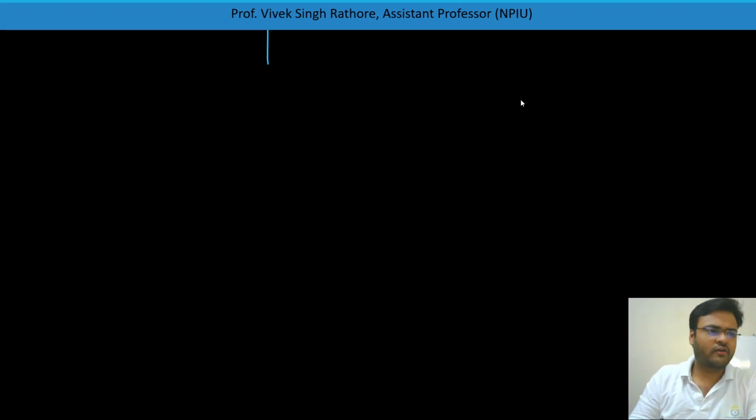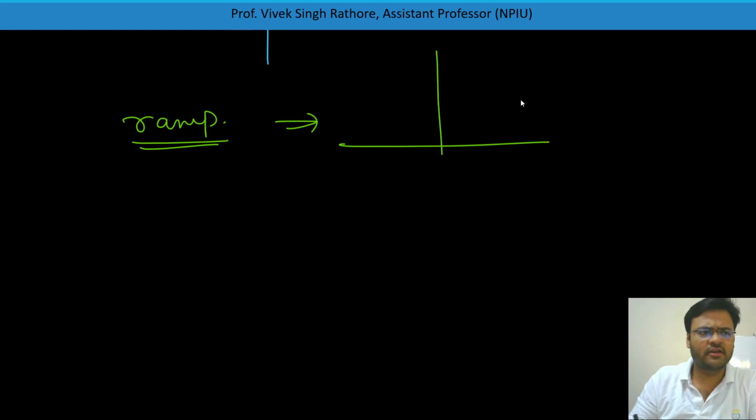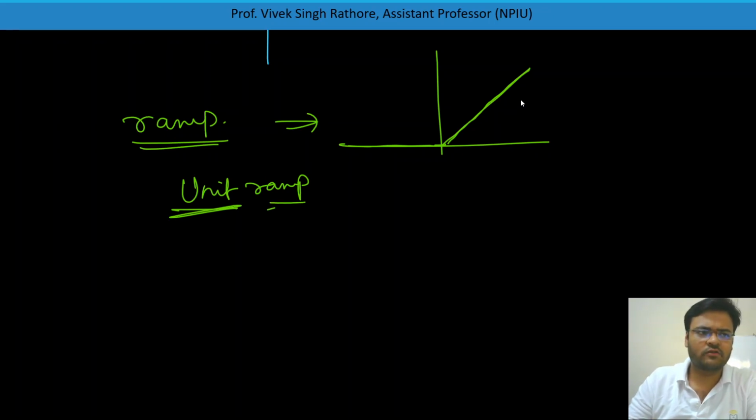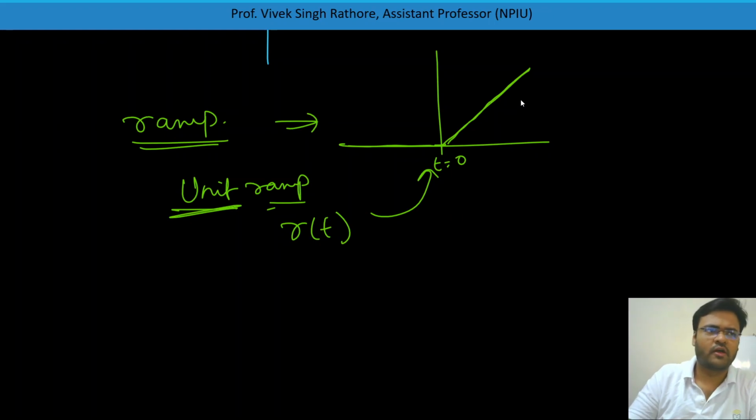So see, you should already know the ramp signal, and I have told you also that a ramp signal is nothing but a change of slope at whichever point you need. Unit ramp means the change of slope will be unit, and ramp means just an increase of slope. So here, if you say r(t), then you can plot it like this. At t equal to 0 there is a change of slope, and how much slope change is there? 1 unit of slope change is there.